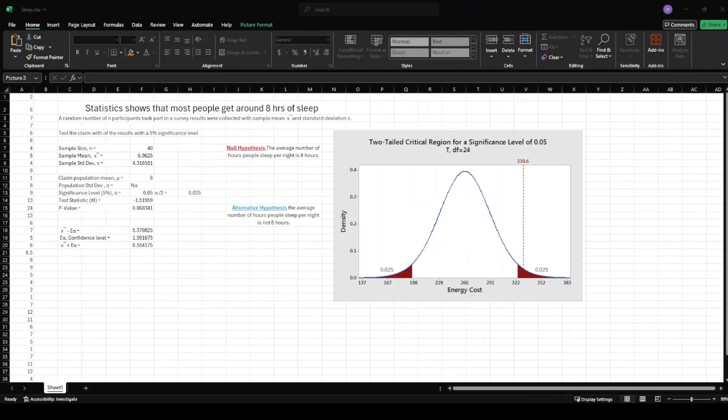This graph that I've shown here is not based on my results, but I can explain it. So for this red part here, it is my 2.5%, which is my x bar minus E subscript alpha, which is 5.370, while this other 2.5% is my x bar plus E subscript alpha, which is equal to 8.554. And in the middle will be my confidence level, which is E subscript alpha.